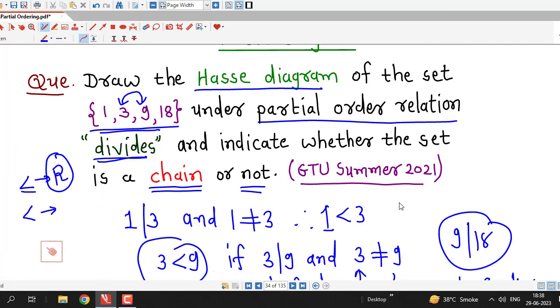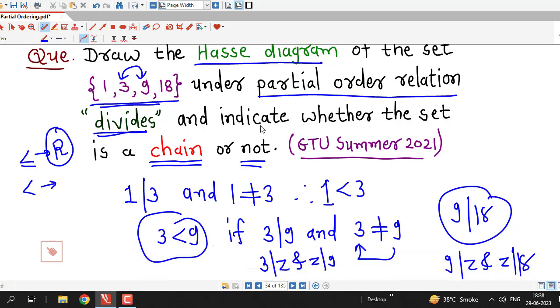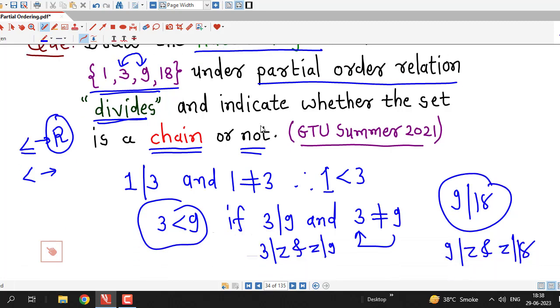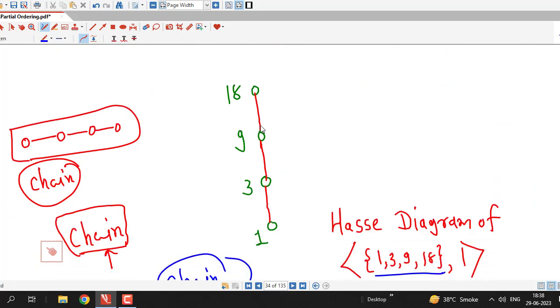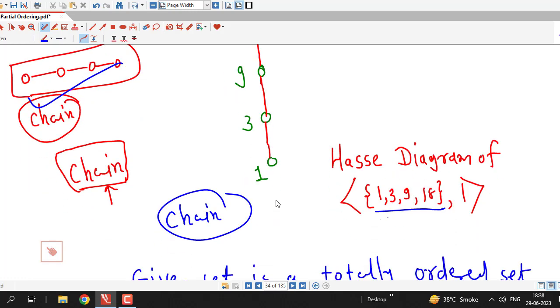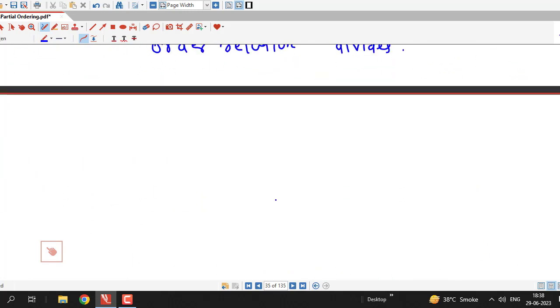So in this way we can easily answer this type of questions. Here we have to draw the Hasse diagram of this partially ordered set, and we have to answer whether this partially ordered set becomes a chain or not. Because the Hasse diagram looks like a chain, we can easily say that the given partially ordered set is a chain.